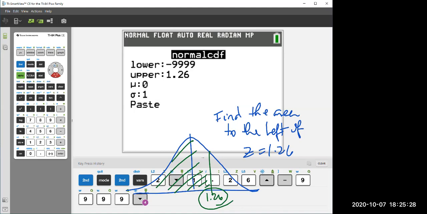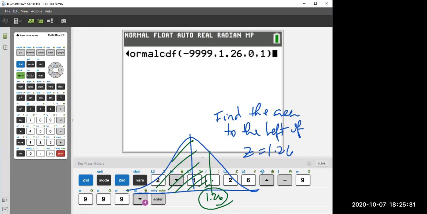So paste it, enter, enter, enter, paste. If you're using a TI-83, when you press second vars, normal CDF, open, you're going to see an open parenthesis. You have to type negative 9999 and then a comma, your upper 1.26. You can also type just a close parenthesis and enter, because it's understood that your mean is 0 and standard deviation is 1. Or you can type 0, comma, 1 also. It's the same thing. You will get the same answer.